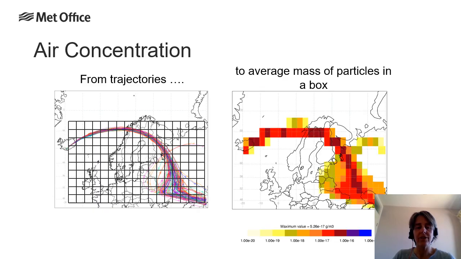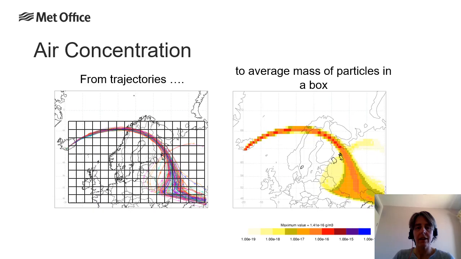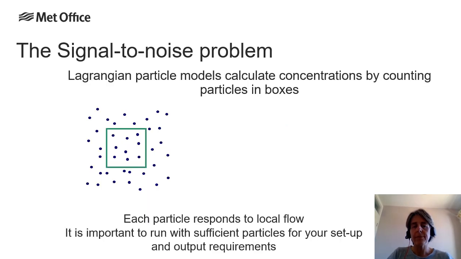We calculate concentrations within each grid box by summing the mass of the particles within that grid box and dividing by the volume. The resolution of the concentration field is very much determined by the output grid box resolution, as you can see. If we choose a smaller output grid box, we will get much finer detail. However, we need to be careful that there are enough model particles for the size of our output grid box. Lagrangian models calculate concentrations by summing the mass on particles within a grid box.